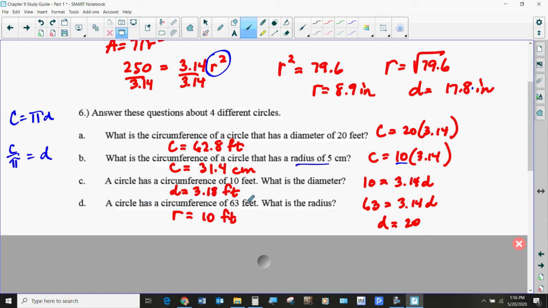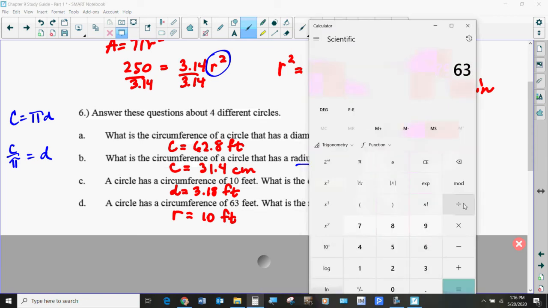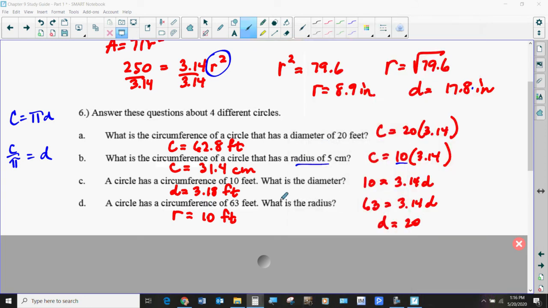And then a circle has a circumference of 63. What's its radius? Well, 63 divided by pi is pretty close to 20. Let me just check to make sure. 63 divided by pi. Yeah, pretty close to 20. There it is. So the radius is going to always be half the diameter, so that's going to be 10 feet.